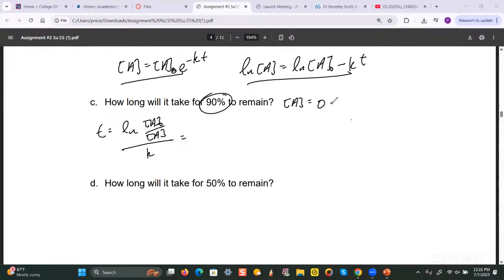Well, the concentration initially was 0.05. I mean, 0.500, right? So it's 90%, which is 0.90 times 0.500 M, all right? So let's see what that gives, 0.9 times 0.5. So yeah, you're right, 0.045.